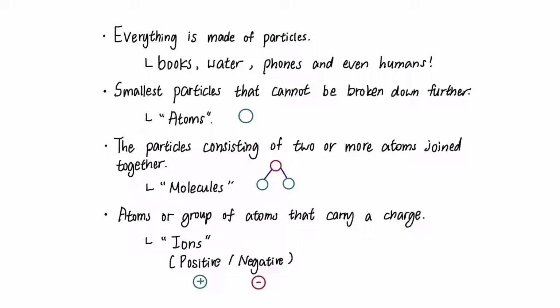The smallest particles that cannot be further broken down by any chemical or physical means are called atoms. It only represents one type of element. Then when these atoms join together, a new particle is formed, and we refer to them as molecules. It is a mixture of the same or different types of atoms. Lastly, we have ions, which represent atoms or molecules that carry either a positive or a negative charge.